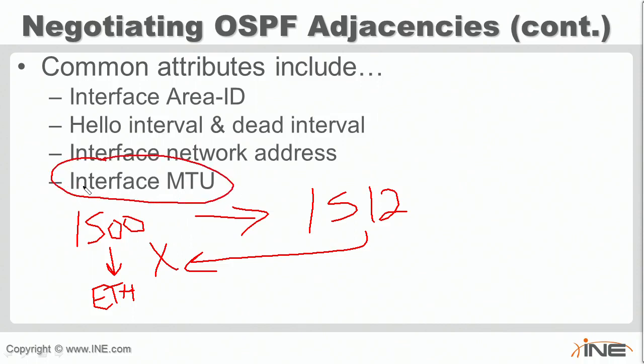OSPF tries to detect this, because if I can't send you packets, then how am I going to send you the details of the topology? So it basically sends you a log message saying we can't establish the adjacency because there's an MTU problem. You need to fix this anyways, because otherwise you're not going to be able to properly communicate.